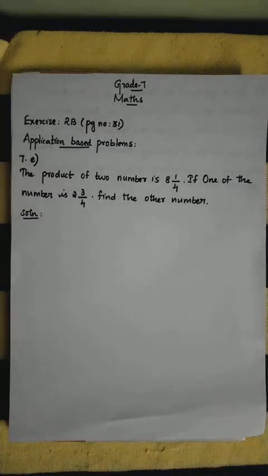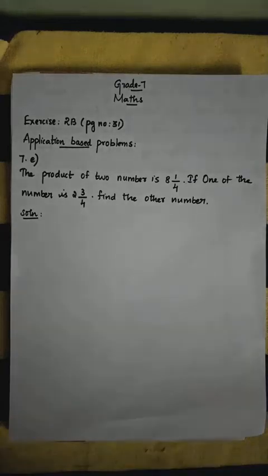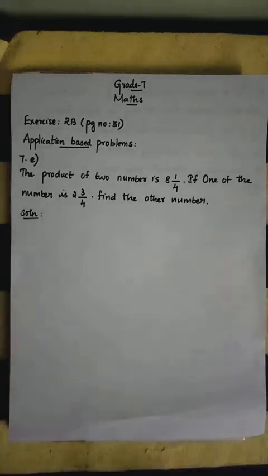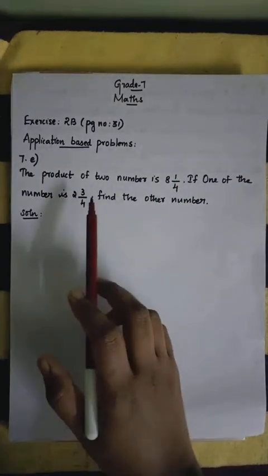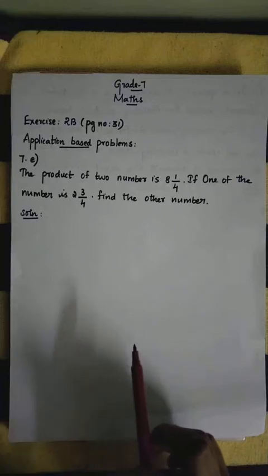So take exercise 2b, page number 31, question E. Your question is: the product of two numbers is 8 1 by 4. If one of the numbers is 2 3 by 4, find the other number.